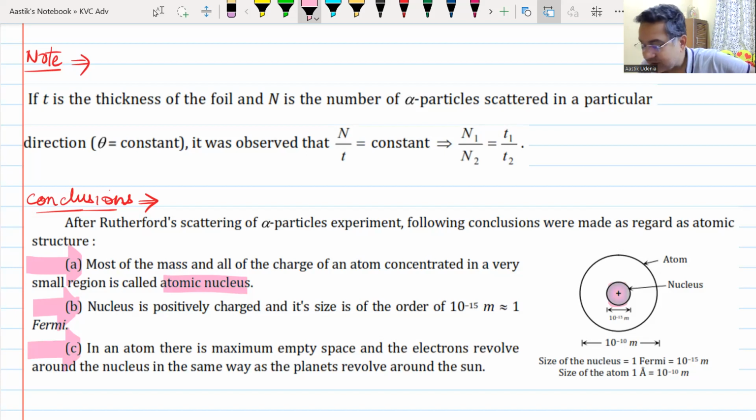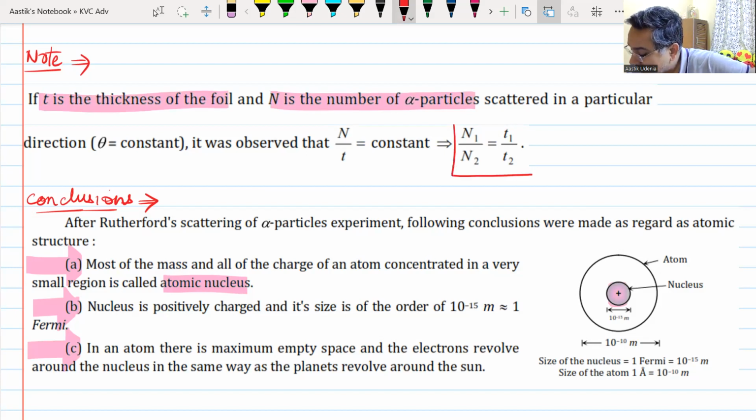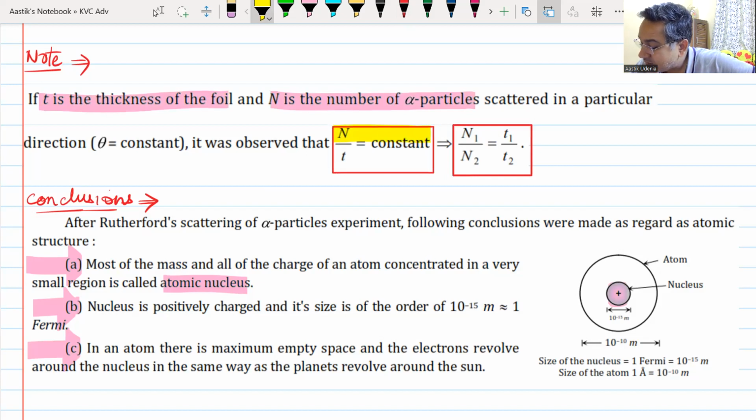Yes, sir. One more thing you have to understand is the relation between the thickness of the foil and the number of alpha particles scattered. I have seen questions come on this, and that is why I'm giving you all these formulae. N by T is a constant. So N is directly proportional to T. If you increase the thickness, the number of scattered particles becomes more and more. Do we understand this? Yes. These are the things that you have to note down. I'll give you 2 minutes to do it.